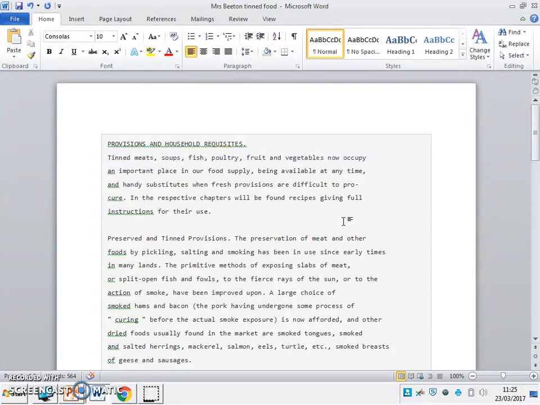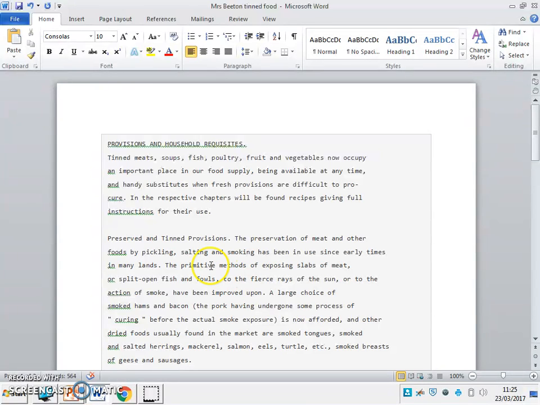The primitive methods of exposing slabs of meat or split open fish and fowls to the fierce rays of the sun or to the action of smoke have been improved upon. So you might know what a fowl is, or you might not, but you can make a guess. If you've got meat and you've got fish, you can probably work out it's some kind of animal product we eat. Fowls actually mean chickens and turkeys and things. But if you were in the exam and you're thinking, what's a fowl? Have a look at the context. It's in a list of 3 with meat and fish. So even if you didn't make the leap to it meaning chickens and turkeys, you would still think, okay, it's some kind of animal product we eat.